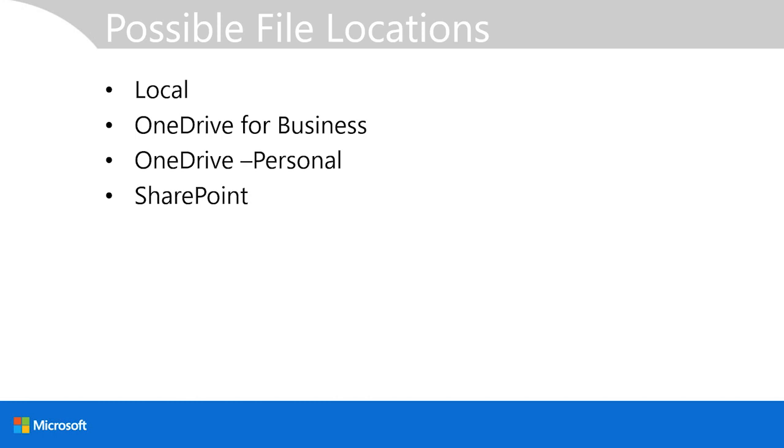But first, for possible file locations. File locations may be local to your computer. They may be in some network share in your on-premise sources. You may have information sitting in OneDrive for Business. It may be in OneDrive Personal, SharePoint on-premise, or perhaps SharePoint Online. So there's a lot of different places where your files can be located, and there's advantages and disadvantages to each.